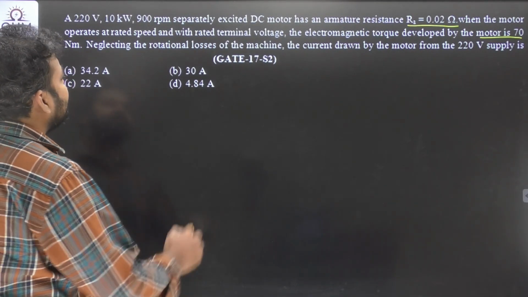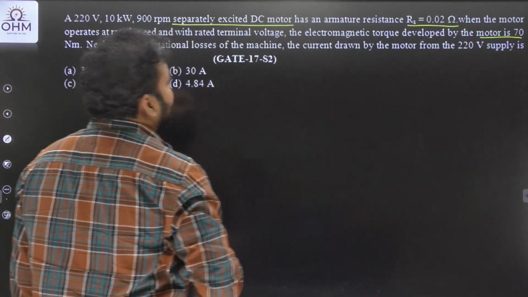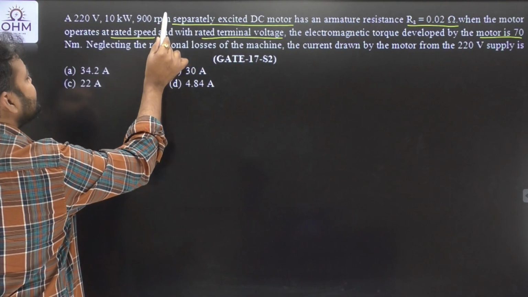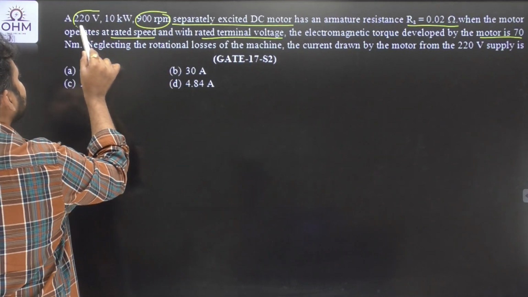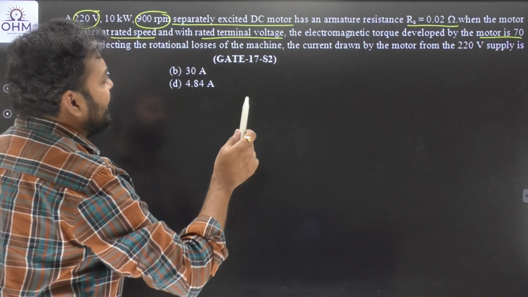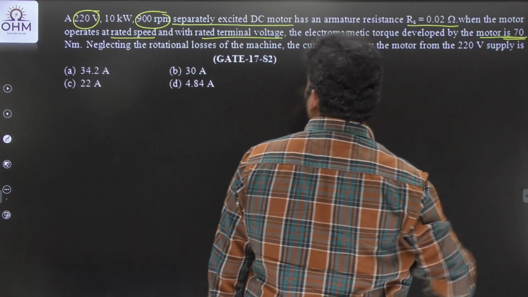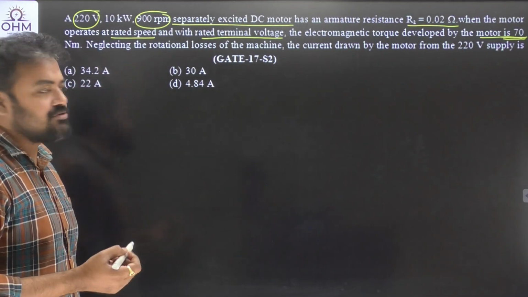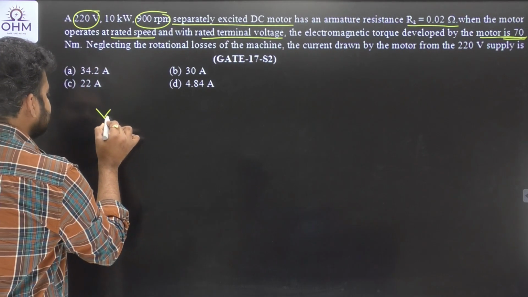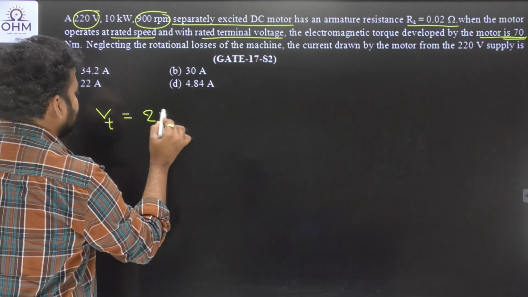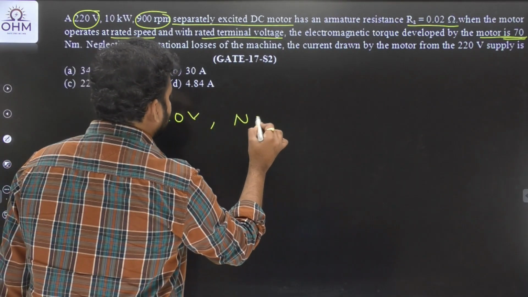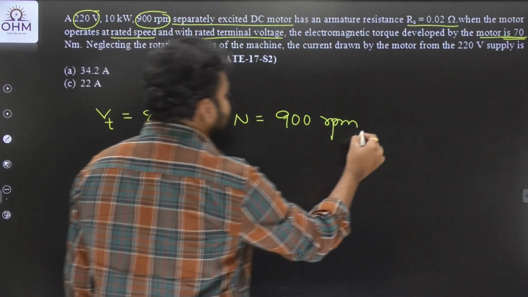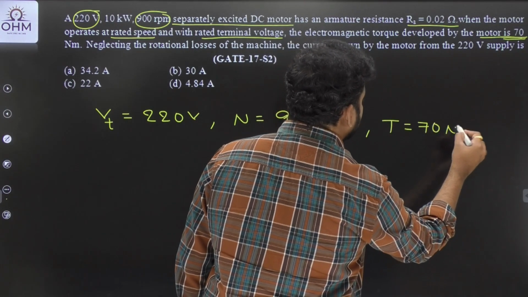You see that it is a separately excited DC motor, and the motor is operated at rated speed and also with rated terminal voltage. Rated speed means 900 RPM, rated voltage means 220 volt. Electromagnetic torque is also given: 70 Newton meter. Neglect rotational losses, and the question is the current drawn by the motor. So let me note down the data. The voltage at which the motor is supplied is 220 volt. The speed at which the motor is rotating is 900 RPM. And the torque is 70 Newton meter.